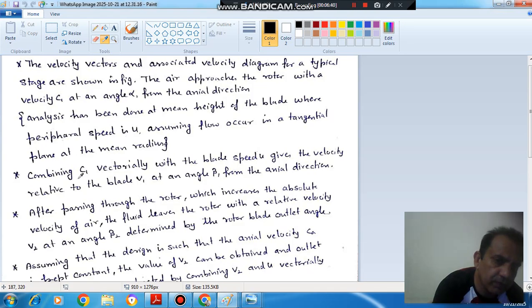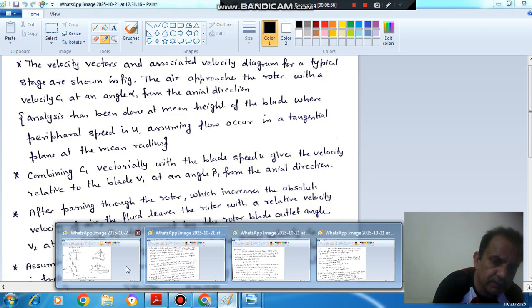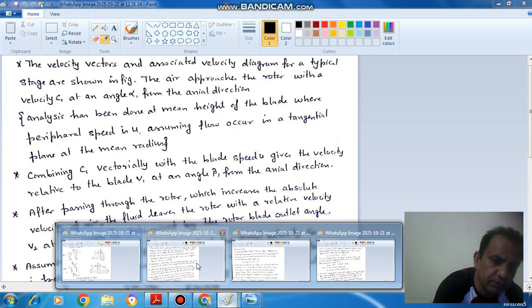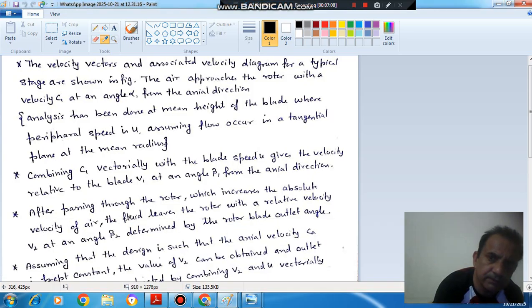The next point, combining C1 vectorially with the blade speed U gives the velocity relative to the blade, V1, at an angle beta 1 from the axial direction. So if we combine this C1 with U, we will find V1 and beta 1. V1 is the relative velocity and beta 1 is its direction.